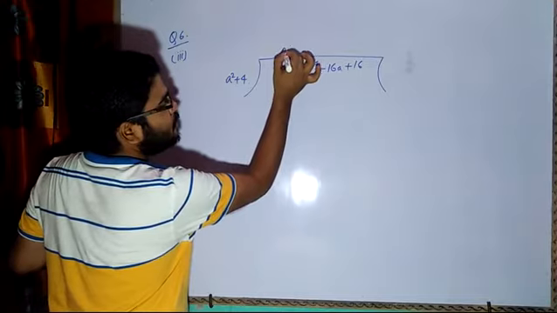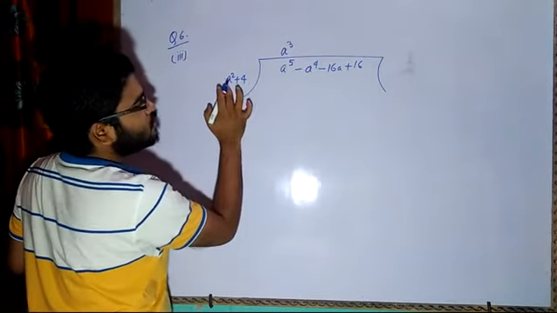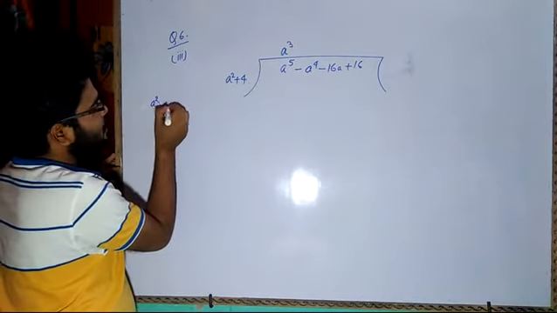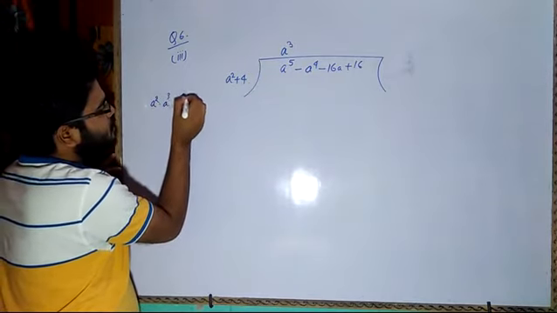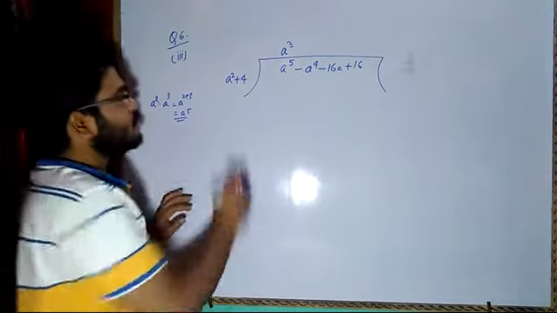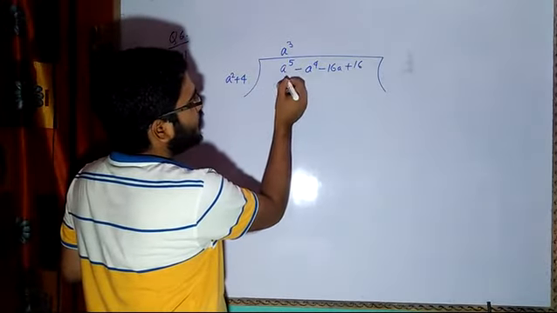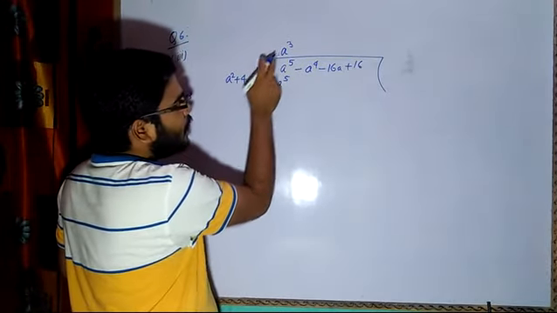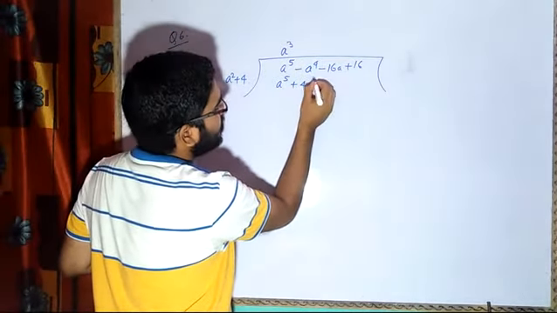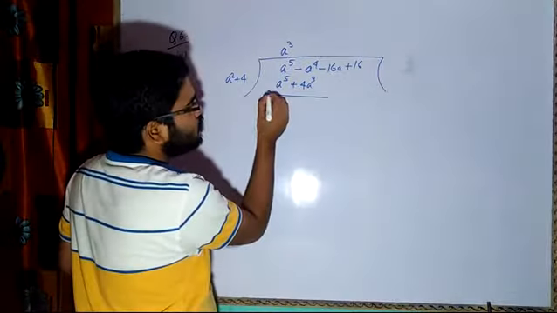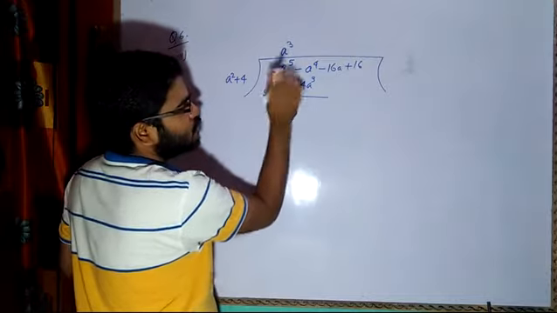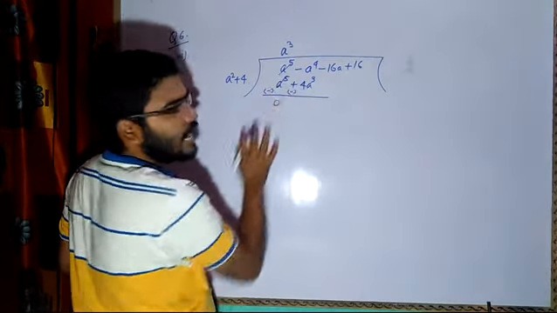So if I multiply with a raised power 3, a square into a raised power 3 will be a raised power 5, because base same, power will be added. This you all know, we all know obviously. So a raised power 5. Now plus 4 multiplied with a cube will be plus 4a raised power 3. Now what were we supposed to do? Change of sign. Correct. A raised power 5 minus a raised power 5 means 0. This will be cancelled out.